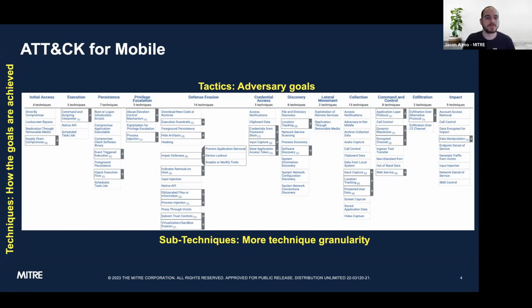So for example, in this case, we have impaired defenses, and our sub techniques, we have prevent application removal. So how the adversary could prevent the app from being removed from the device; lockout, which is preventing the user from actually interacting with the device; or disable or modify tools, which is disabling things on the device, such as Google Play Protect or other security tools that may detect the adversary behavior.